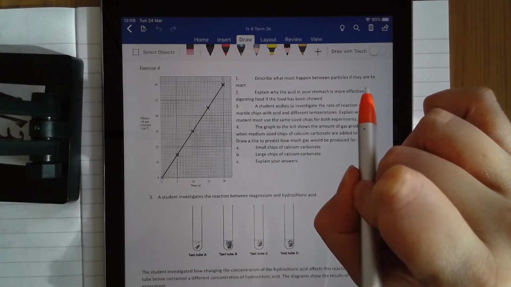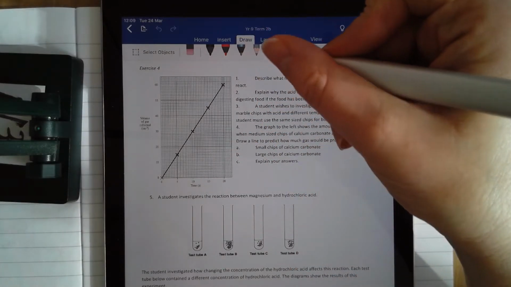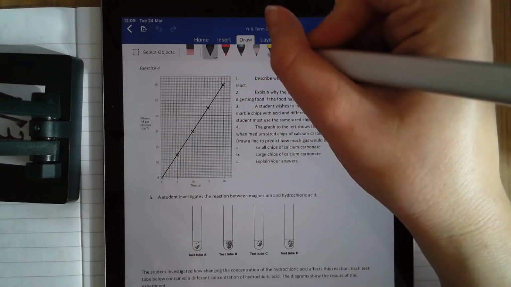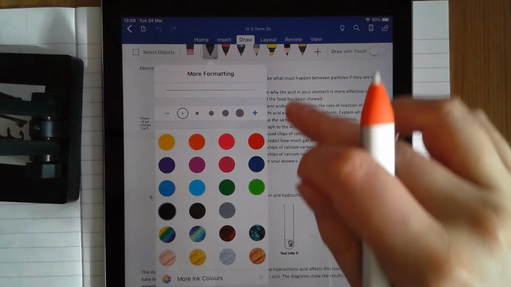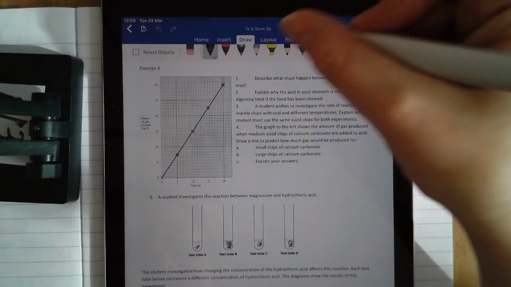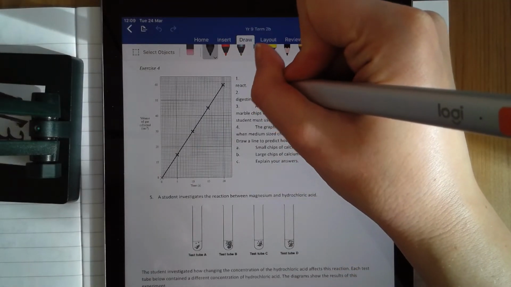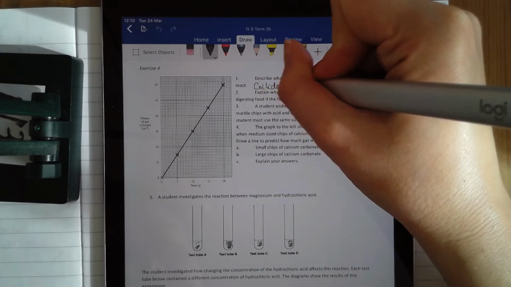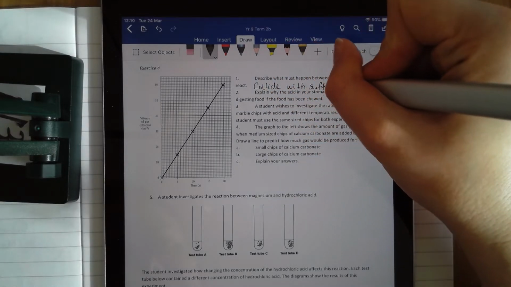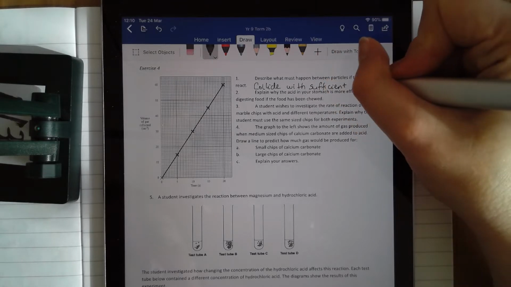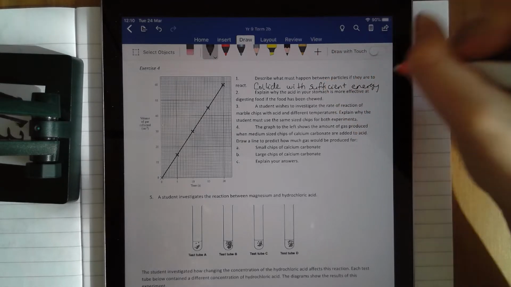Describe what must happen between particles if they are to react. Okay, they have got to... Where's the pen? Right, black. They have got to collide and with sufficient energy. Okay? If they're not colliding with energy, you are not going to have a reaction.